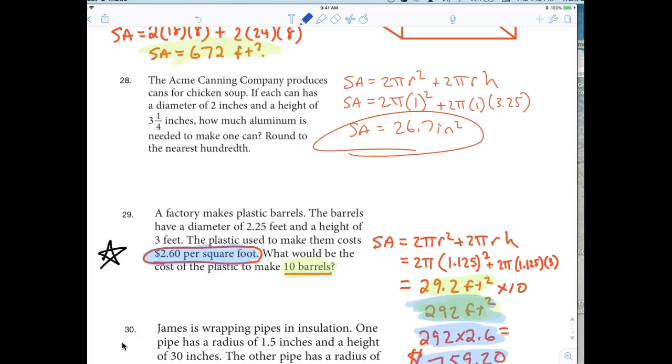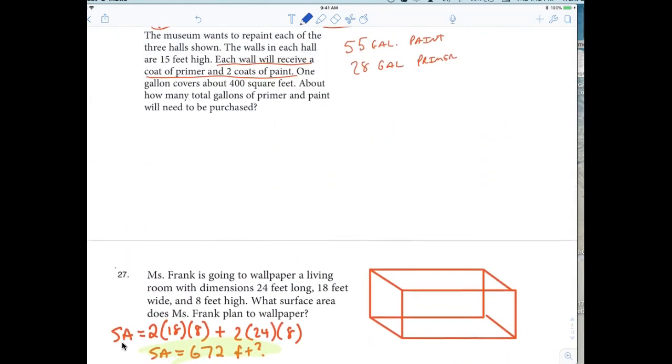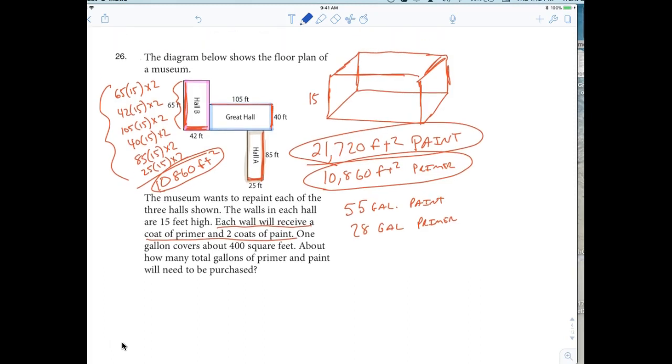Does anybody have any objections to the surface area being 26.7 square inches? No. All right, let's take a look at question 26. Now, this one I want to talk to you about because we had a good little discussion in my last class about this.